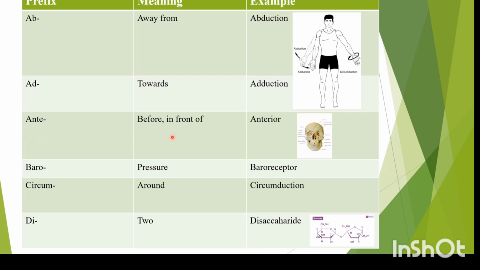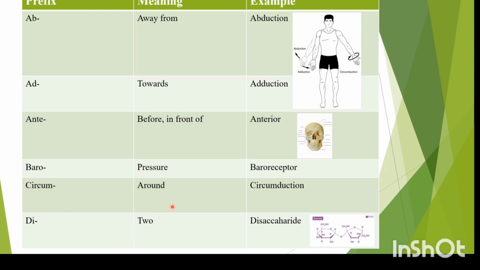Next one is ante. Ante means before or in front of. Example, anterior. So this skull is faced in front. This is called anterior position of the skull. Next example is baro, which means pressure. Example, baroreceptors. So these receptors will open or close based upon the changes in the pressure. So hence these are named as baroreceptors.